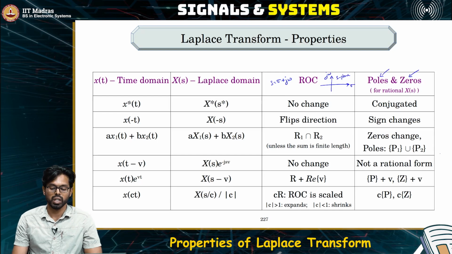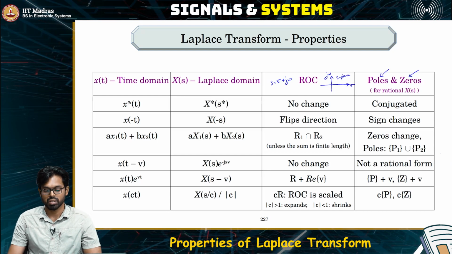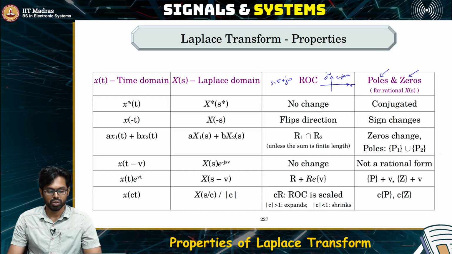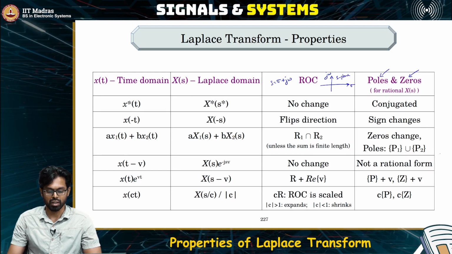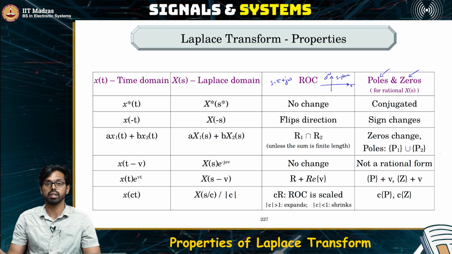The next property is about linearity. So linearity is once again a very simple property. If we add two signals, then the Laplace transforms also get added. But the question is, what happens to the region of convergence?